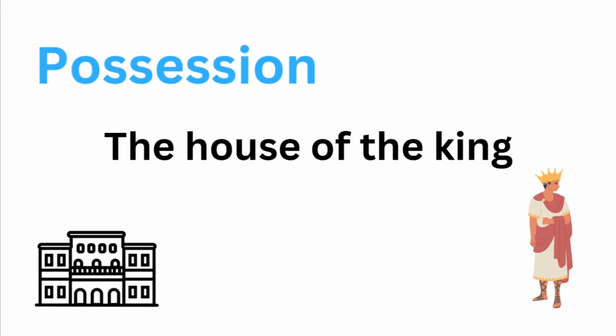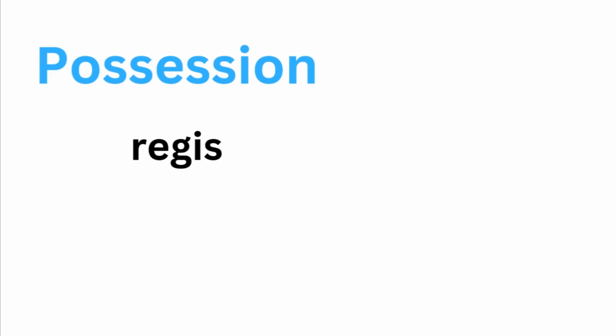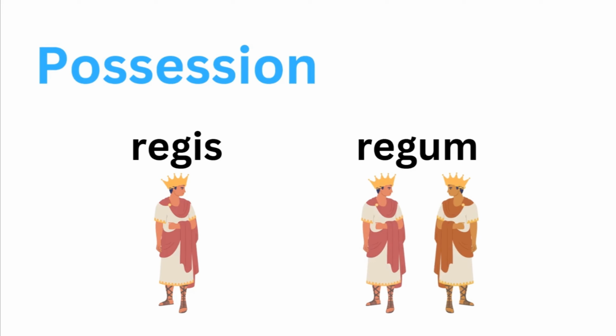The house of the king, or the king's house. In Latin we would say villa regis. Regis is the genitive here. The king has the house. It's the king's house. This is a third declension noun. The singular is regis, of the king, and the plural is regum, of the kings.